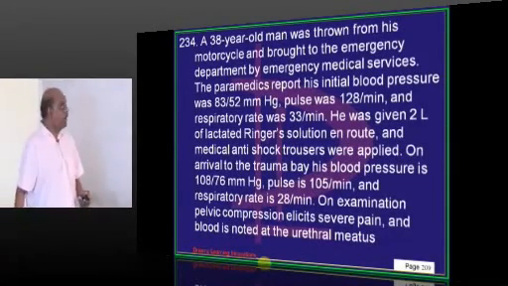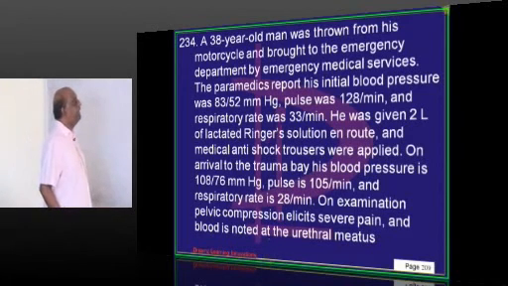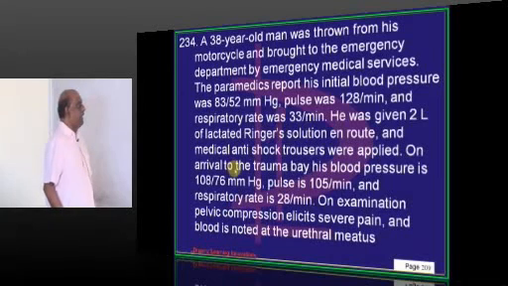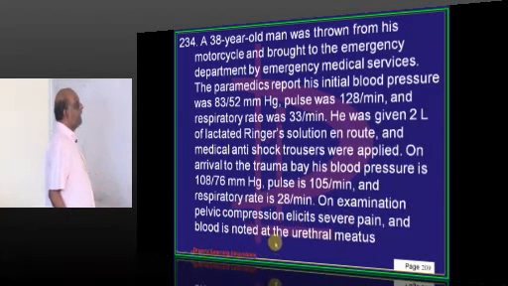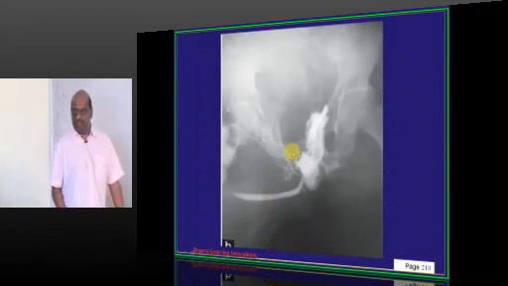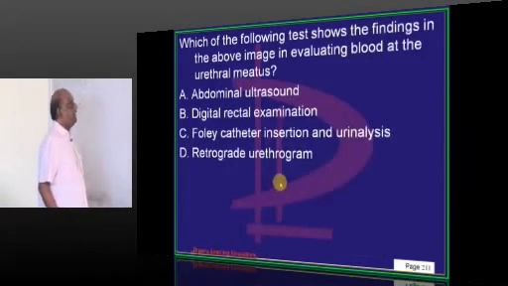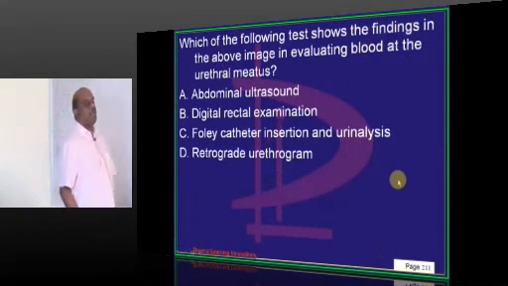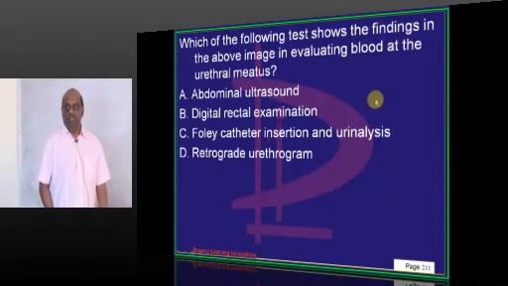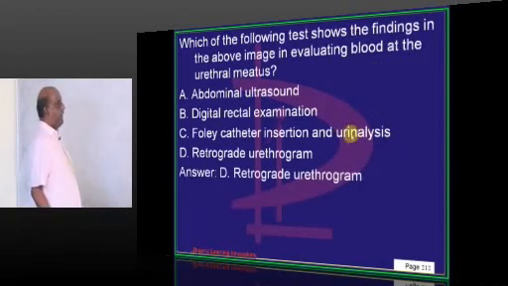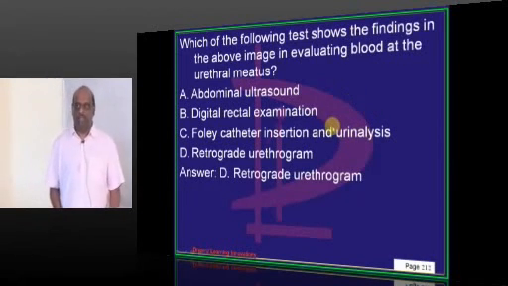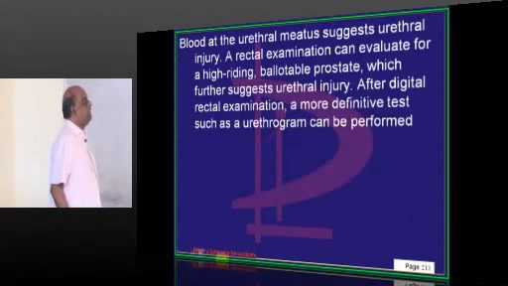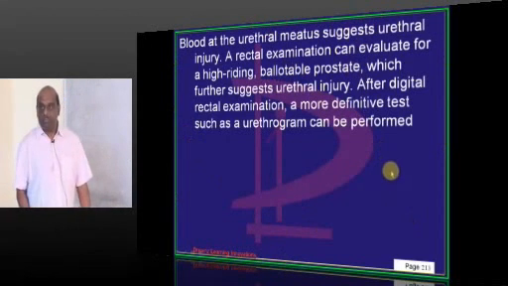A 38-year-old is brought to the emergency department, and he was given 2 liters of lactated Ringer's, and his BP is 108/76, and severe pain is there on pelvic compression, and there is blood along the urethral meatus. Then what is the best investigation you want to do in order to evaluate this kind of clinical scenario? A retrograde urethrogram needs to be done whenever there is any blood at the urethral meatus.